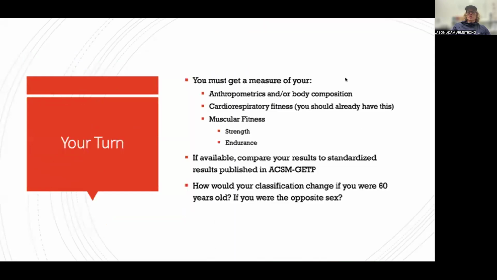Okay, so for your pre-class engagement for week 5, you will be asked to get an anthropometric and/or body composition measure, whichever one you have, your cardiorespiratory fitness measure, which you should have already done with the Rockport 1 mile, and then a muscular fitness assessment of both strength and endurance. It could be one that we've covered today, or it could be something else, and I'm okay with that. You just need to specify what you did to measure these things and why you think that was a good measure. If available, I would like you to compare your results to the standardized results published in the ACSM book, your textbook.